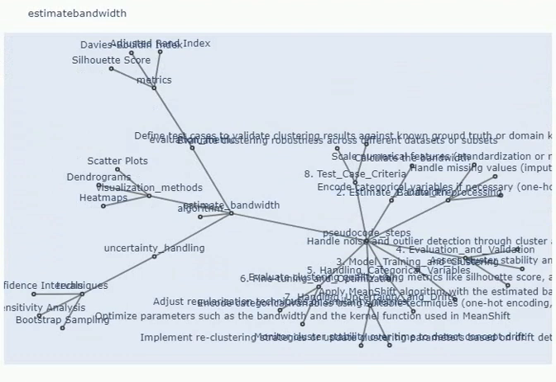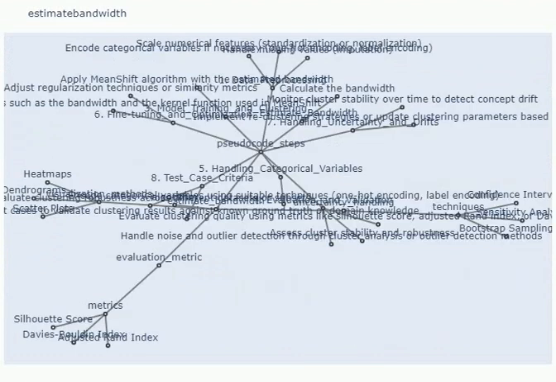One-hot encoding. Label encoding. Details. One-hot encoding: convert categorical variables to binary vectors. Label encoding: assign a unique integer to each category. 6. Fine-tuning and optimization. Description: optimize model parameters and settings for better performance.